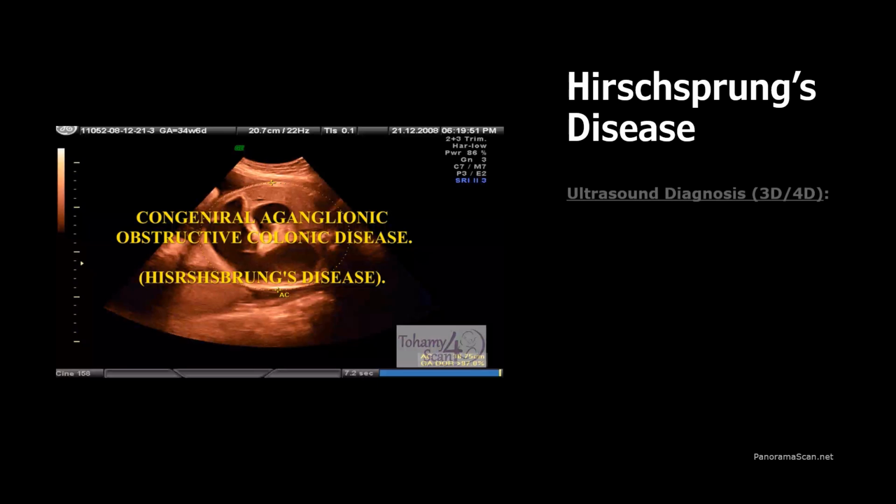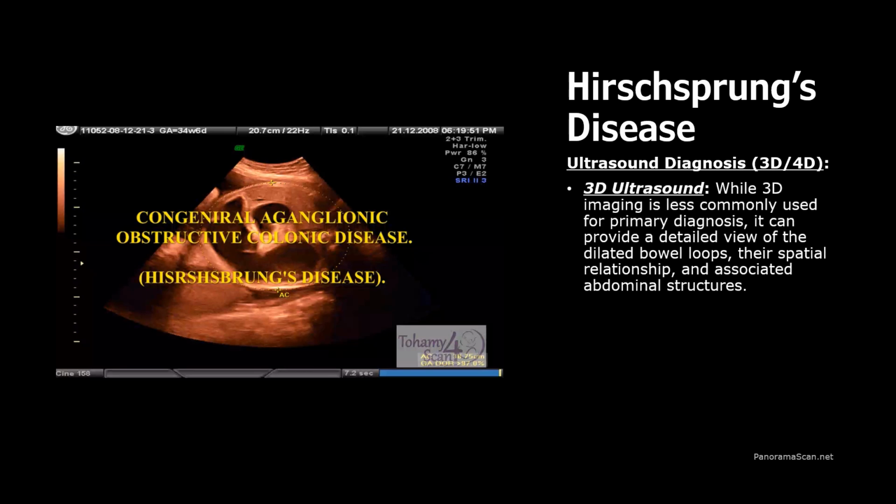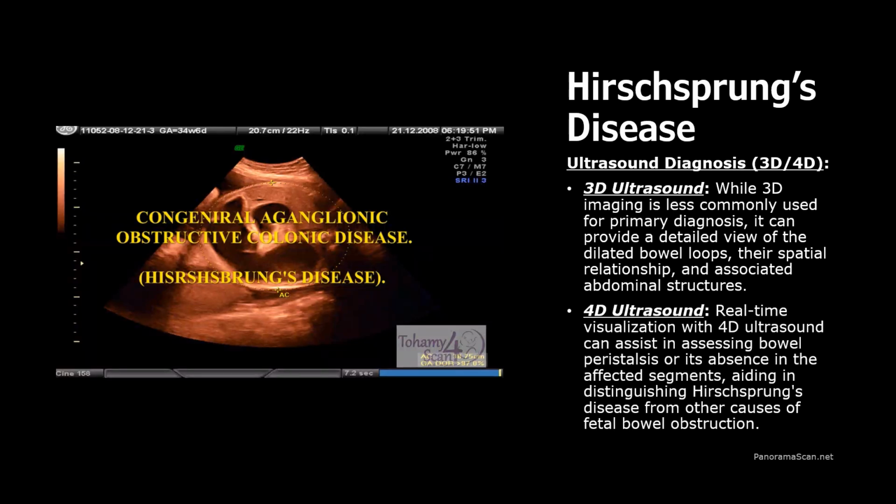Let's talk about how 3D and 4D ultrasound are used in diagnosing Hirschsprung's disease. 3D ultrasound is not typically the primary method for diagnosing this condition, but it can be helpful in providing a detailed view of the dilated bowel loops. It allows us to assess their spatial relationship and how they interact with other abdominal structures, giving us important information for diagnosis. 4D ultrasound, which provides real-time imaging, is particularly valuable in evaluating the peristalsis of the bowel.